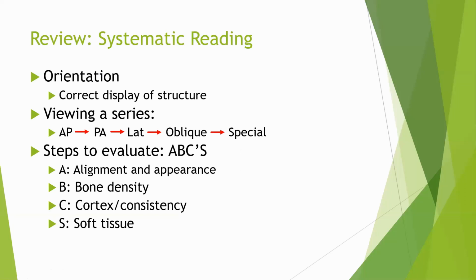All right, so alignment and appearance. Then you go in for bone density. You check if there is osteoporosis, osteopenia, or demineralization present or not. Please check the overall health of the bone. Then you check for cortex and cortical integrity or consistency: if there is a break in the cortex, if there is something abnormal in the cortex line, and whether cortical thinning is present, especially around the two joints.